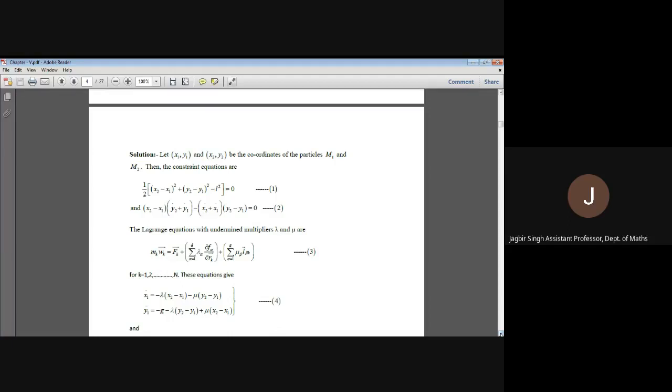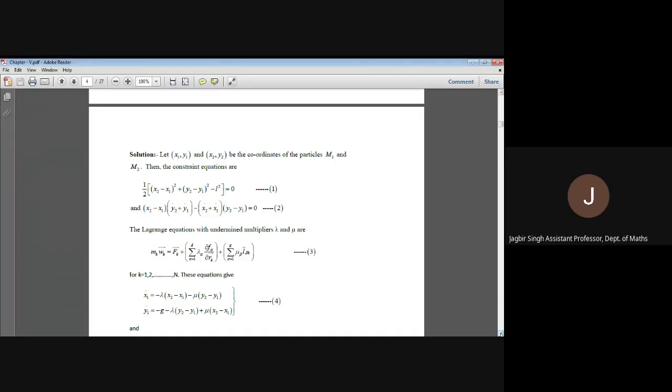Okay, now let's find out equation number 4. In our given conditions, the mass of both the particles is 1, so the value of mk is 1. Just look at equation number 3. We will find out all the possibilities from equation number 3 and we will obtain the equations in 4.